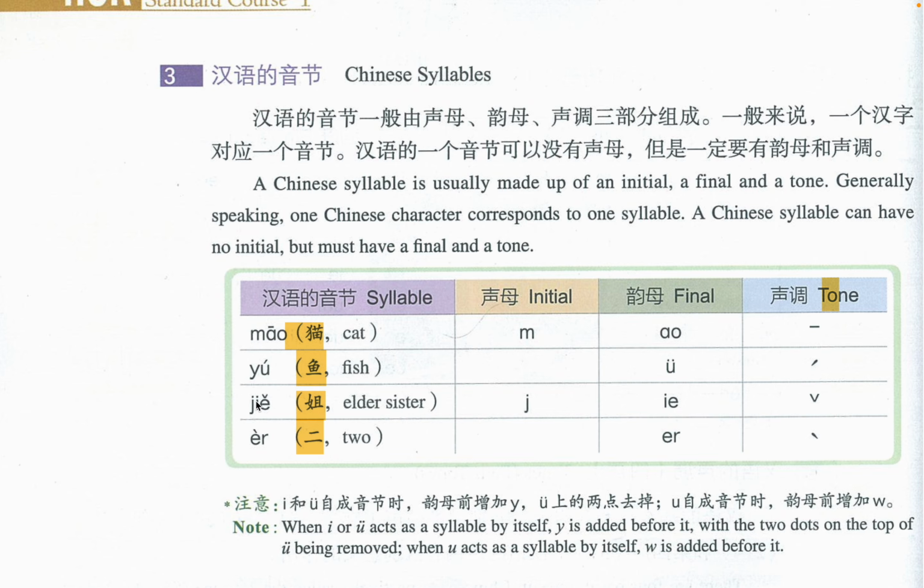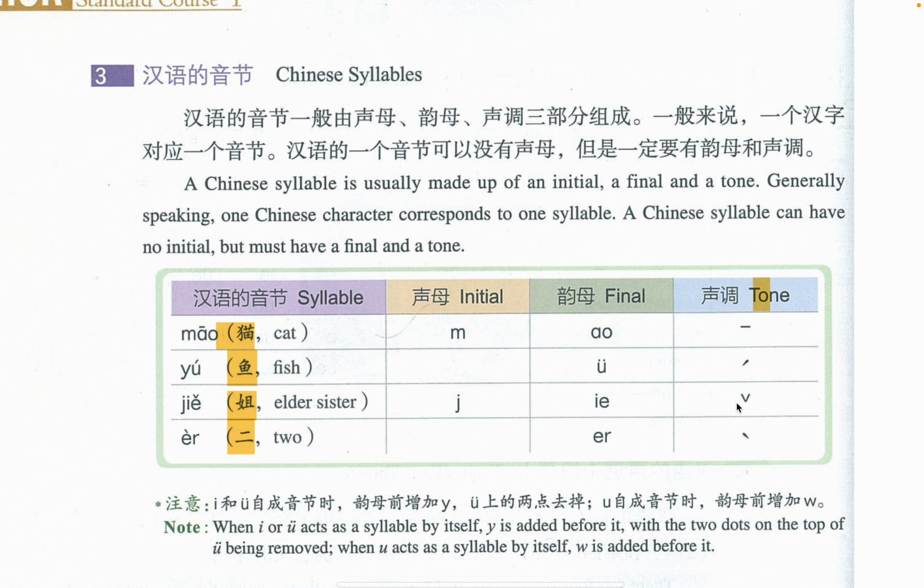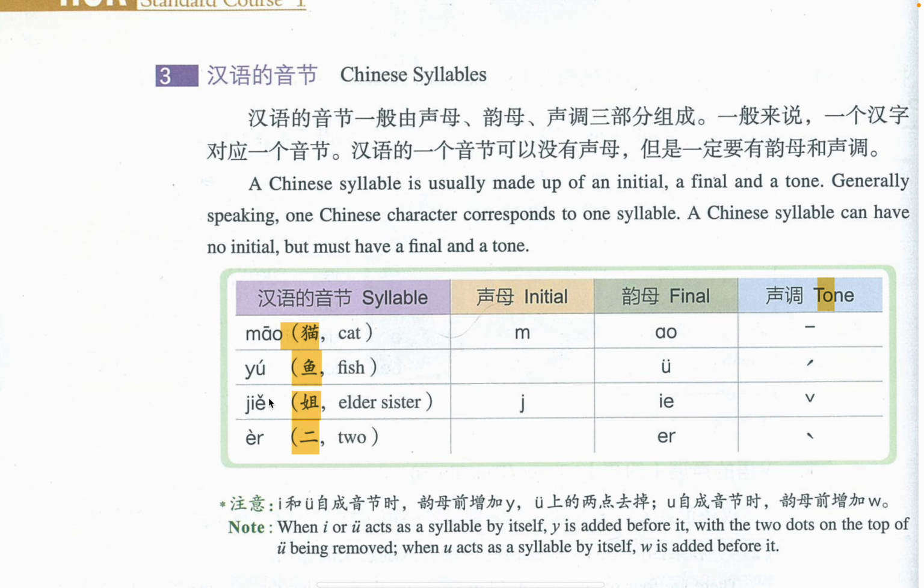Now we have here Jie. That's the third tone, right? See the tone mark over here, to the right? It says third tone, so we have to say Jie. We can't say the other tones. We have to say Jie because it indicates the third tone. Next we have Er. Er is two. That's the first tone.